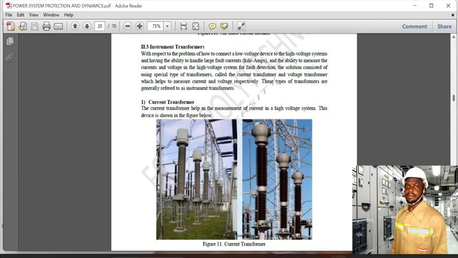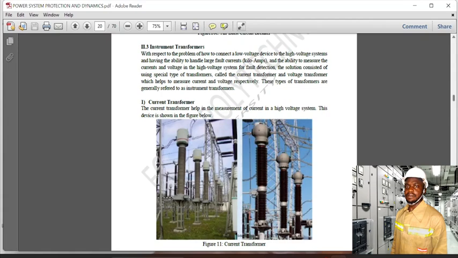The normal transformer you know, we call it what? Power transformers. But these special transformers that are used in protection are called instrument transformers, because they are used to measure either current or voltage, and their measurements are essential in power system protection, because to protect a system you need to measure to know whether the current or the voltage on the line is okay or normal, right?